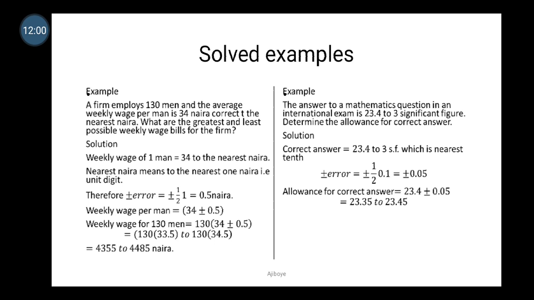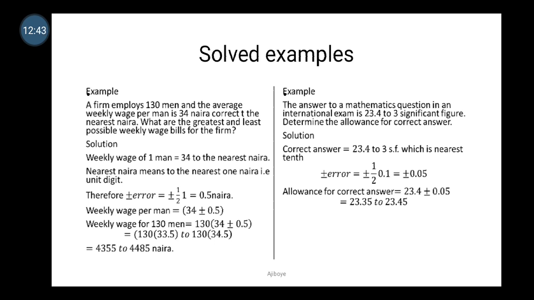I'll say that again. The weekly wage per man is therefore 34 plus or minus 0.5 naira, which is the same thing as 34 plus or minus 50 kobo. If you look at that range, if you subtract 50 kobo from 34 naira, you get 33 naira 50 kobo. And if you add 50 kobo to 34 naira, you get 34 naira 50 kobo. Are you there now? So the weekly wage per man is in that range.